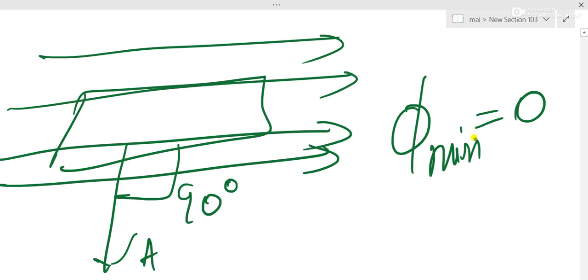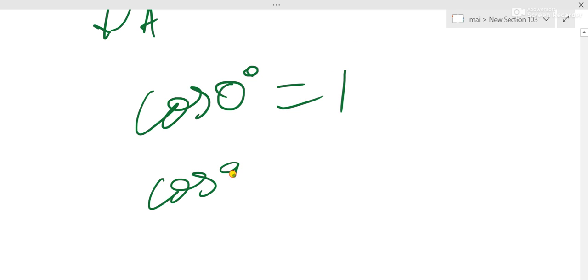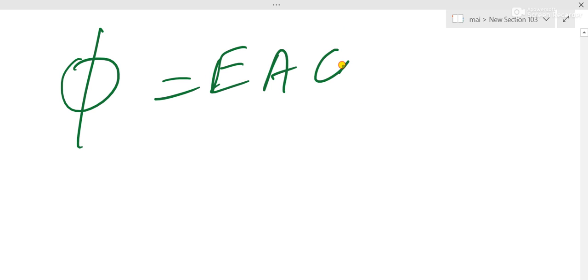So only cos will be suitable for this. Reason: cos 0 degree will be maximum, and cos 90 degree will be minimum, which is 0. So only cos will be suitable, EA cos theta. That's the reason flux is equal to EA cos theta. Now we have explained why we are writing cos theta here.